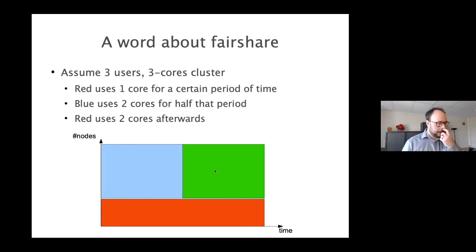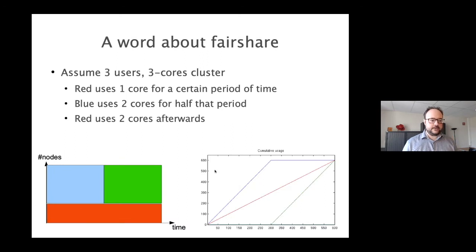Now, in terms of cumulative usage, what does it look like? You can understand that green has a 0 usage until it starts its job, and then the usage of blue does not evolve anymore as soon as the job stops. So this point in time is exactly this point in time.